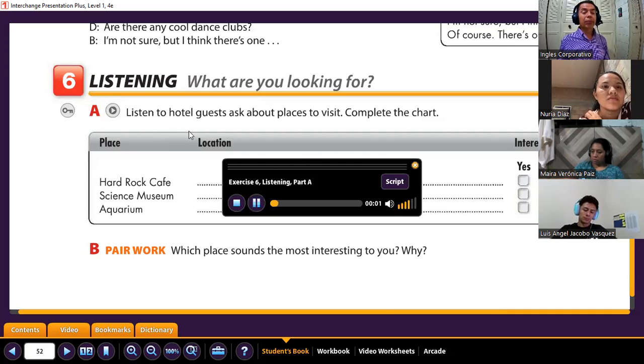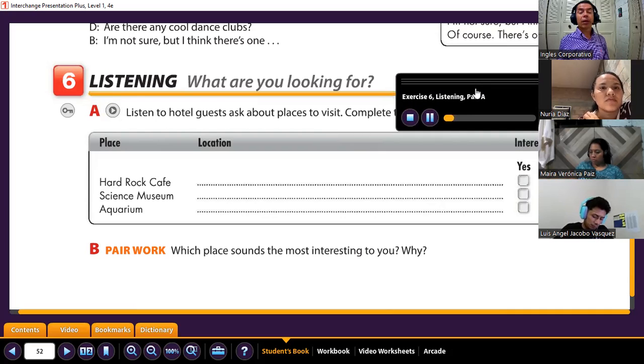Page 52, exercise 6. Listening. What are you looking for? Part A. Listen to hotel guests ask about places to visit. Complete the chart.